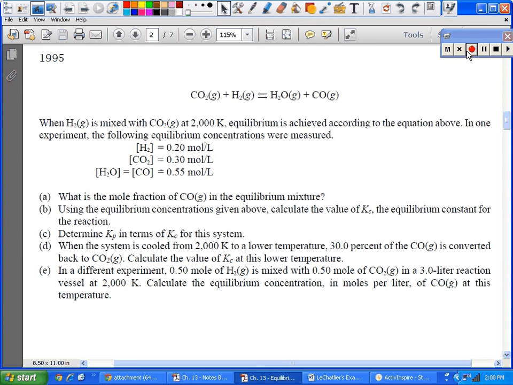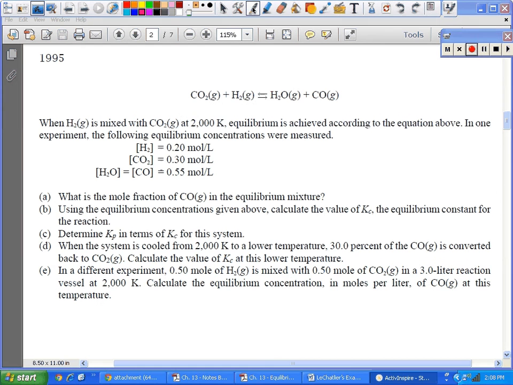But the first thing that I want you to notice is letter A. What is the mole fraction of CO2? What symbol represents mole fraction? Chi. Mole fraction is represented by chi. So now, what does mole fraction mean? It's the moles of A over what? Total moles.